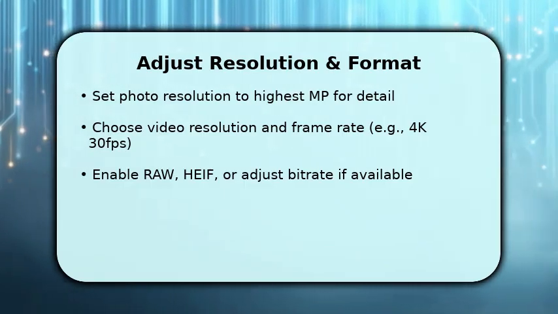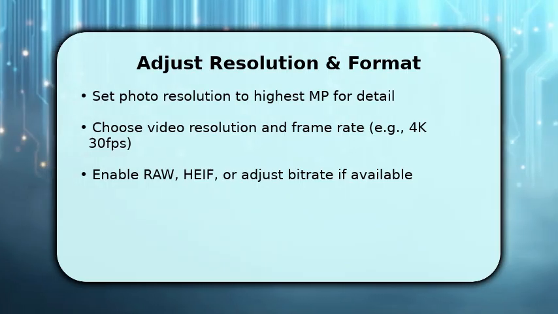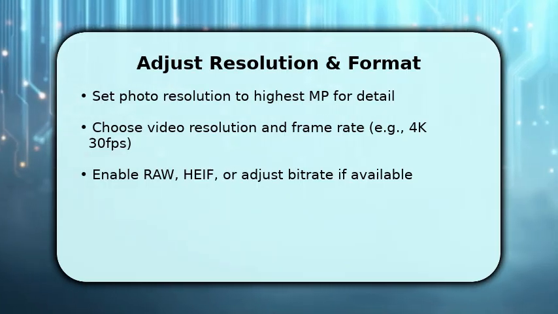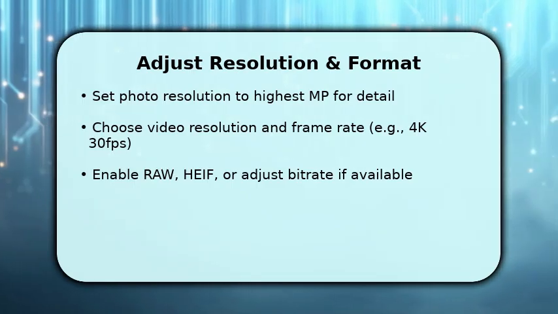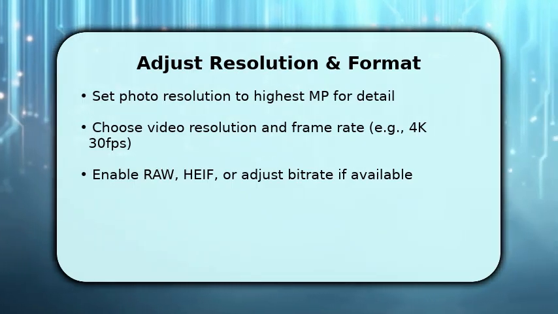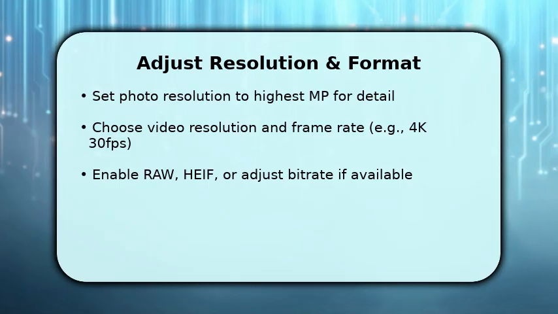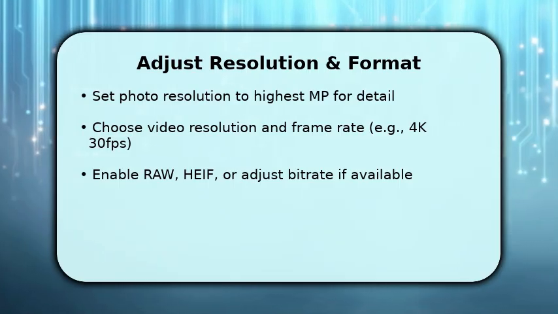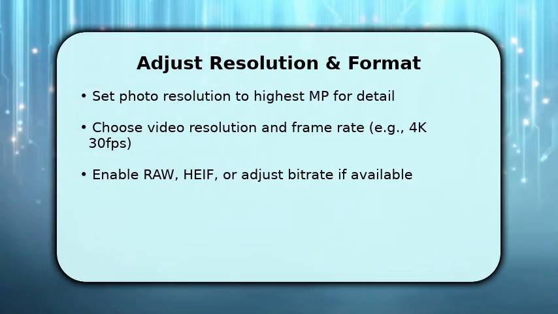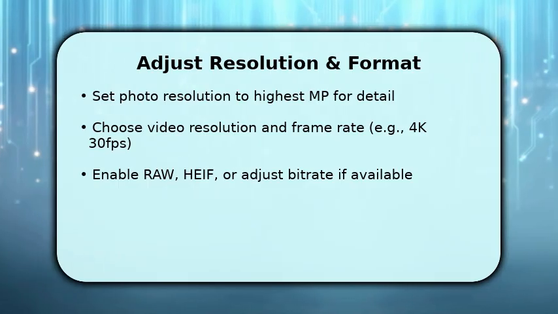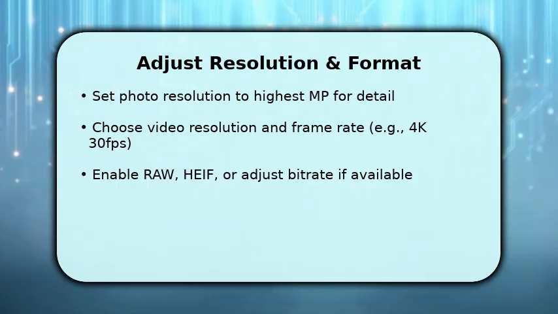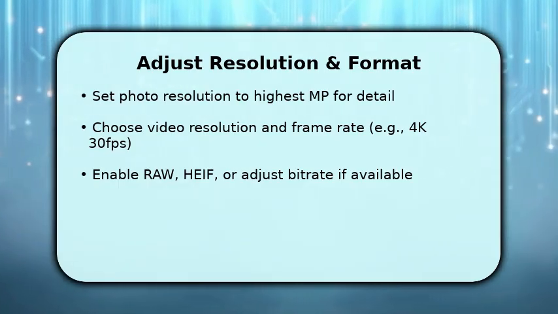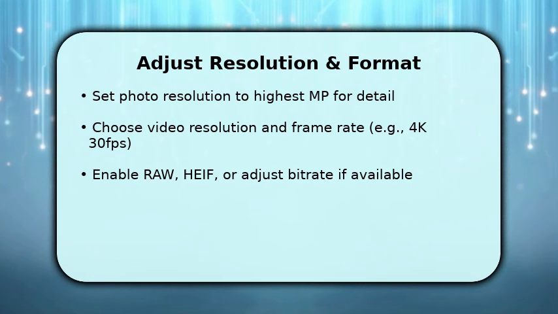Then select frame rate, 30 FPS for smooth general video, 60 FPS for motion, since bitrate and FPS affect file size and clarity. If RAW or HEIF is available, enable RAW for editing latitude or HEIF for smaller files with quality preserved. Once done, verify storage space because higher quality consumes more gigabytes.